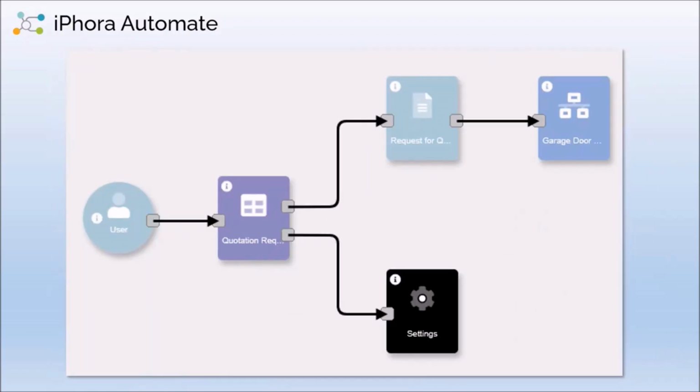Let's zoom in so we can see this better. In this example, we have a form that is connected on one side to a grid and to a process on the other side. And notice that the grid is connected to the user app block, which means that when a user opens this app, the first thing they see is the grid.